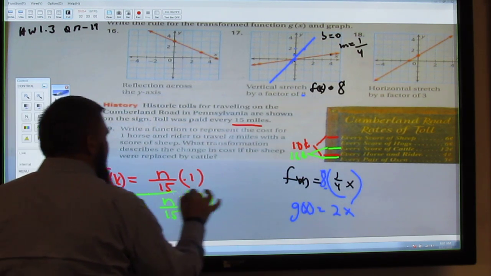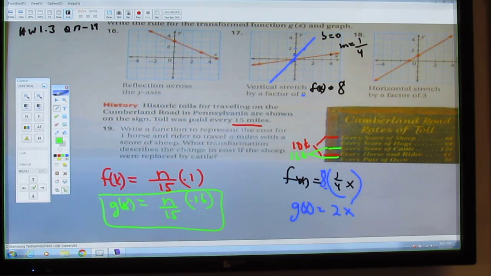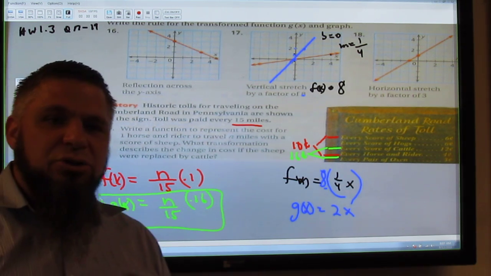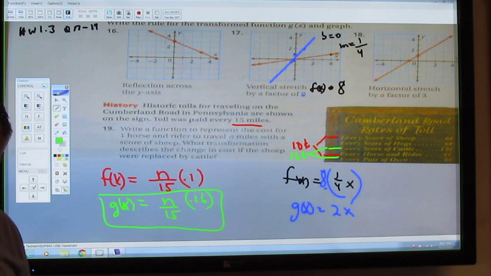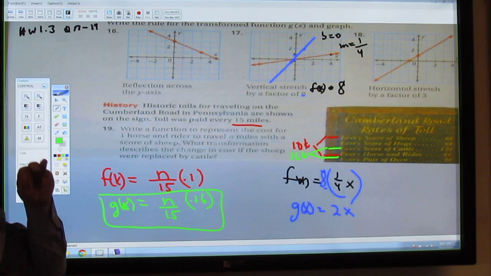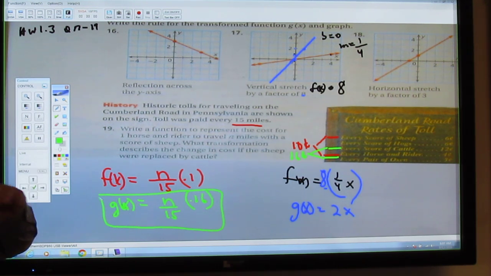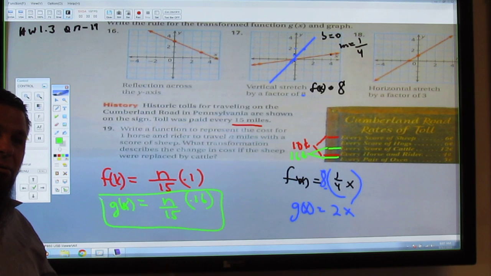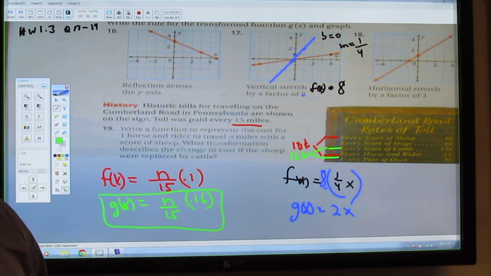So what happened? What kind of transformation was that? Was that a shifting, a translation? Was that a shift? Or was that a stretch? Or was that a compression? What's the difference between stretch and compression? They're both multiplying. Well, one multiplies by a factor of more than 1, and the other is a factor of less than 1.